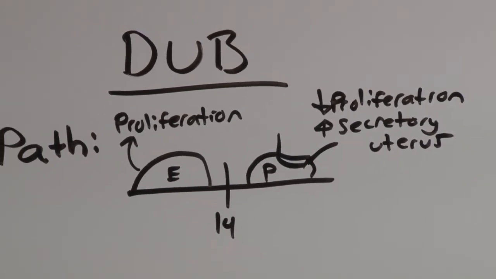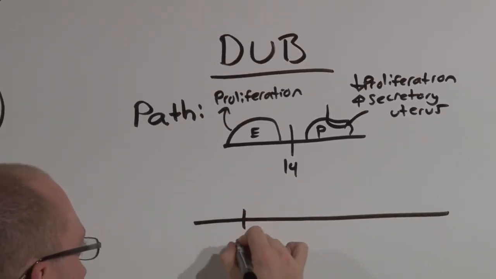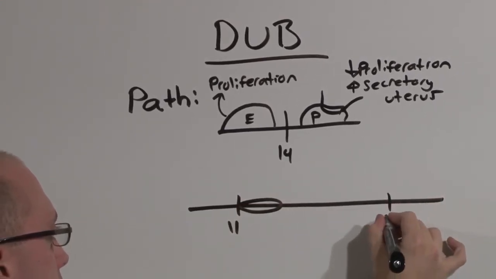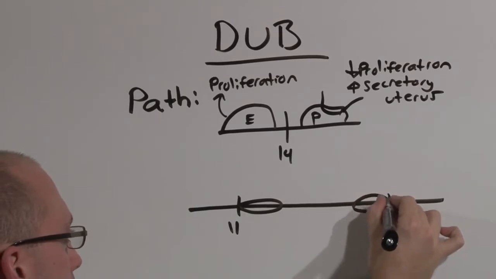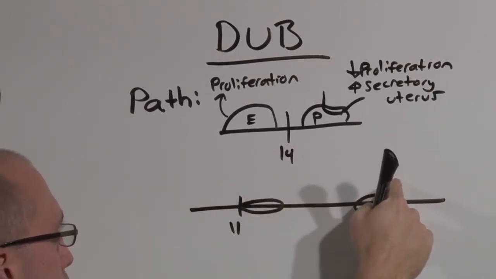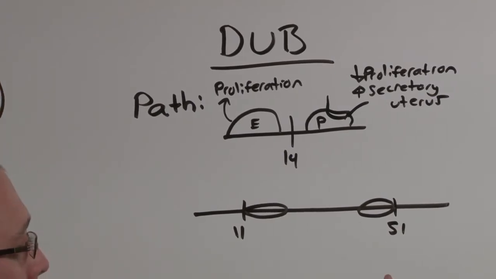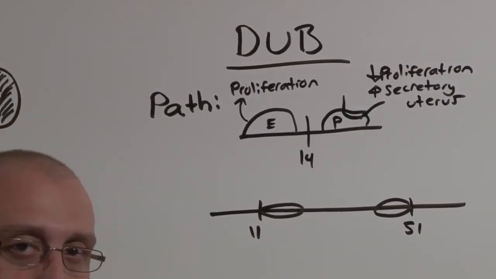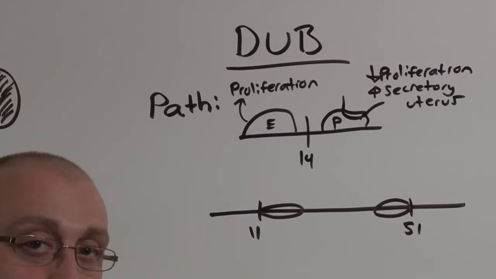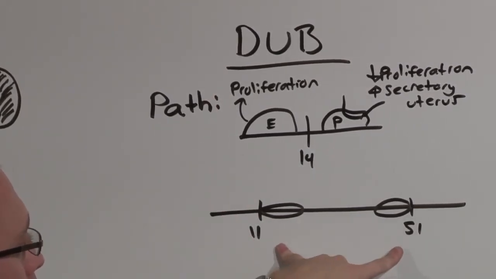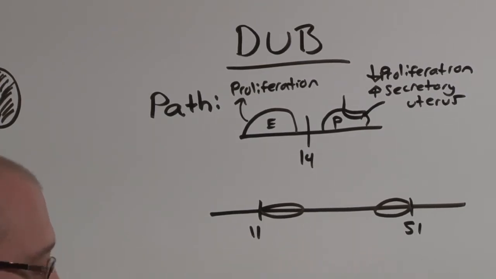This process is normal as the system gets going in the first couple of years and as the system begins to end. So near menarche and near menopause, dysfunctional uterine bleeding is normal. It's why women, as they approach menopause, will have spotting, or will go a couple of cycles that they miss and then bleed again, simply because dysfunctional uterine bleeding is normal near menarche and near menopause.